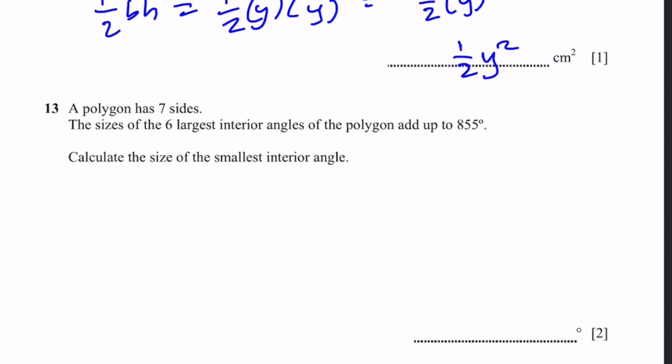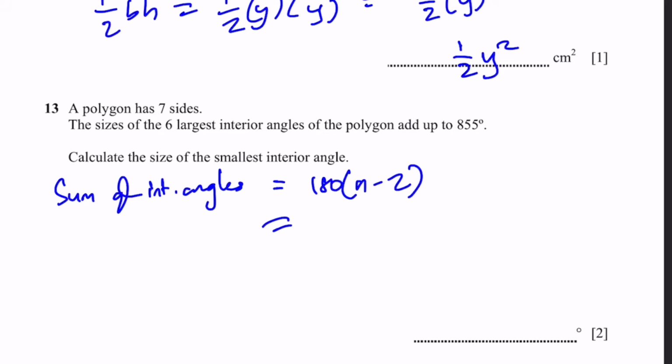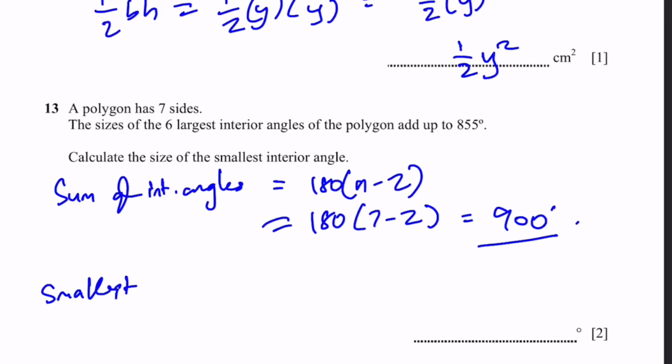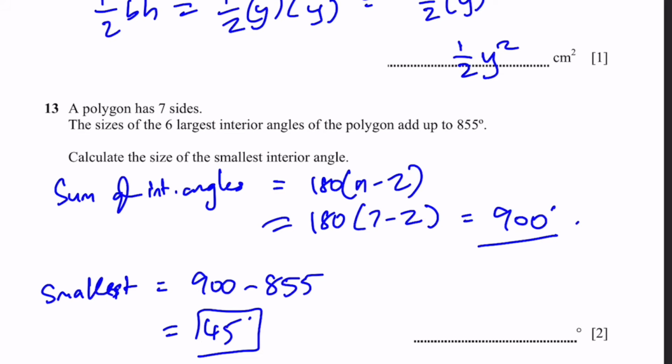Well, let's find the sum of interior angles. It's just 180 times n minus 2 for any polygon, and in this case, since n is equal to 7, that's the number of sides in the polygon, it is going to be 900 degrees. And the size of the smallest interior angle is going to be 900 minus the size of all the other angles, 855. It's going to be 45 degrees. That's our answer.